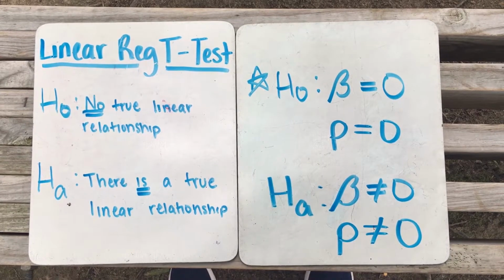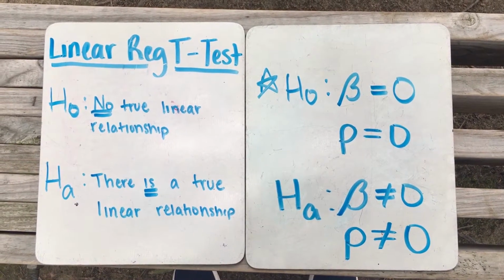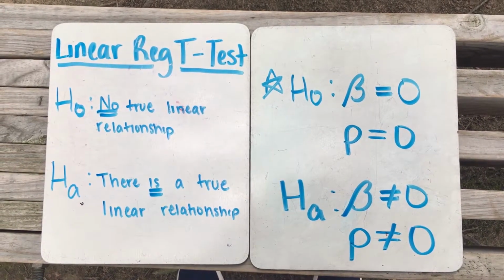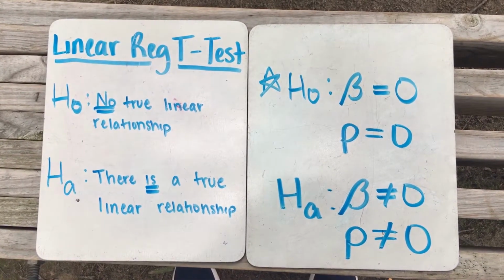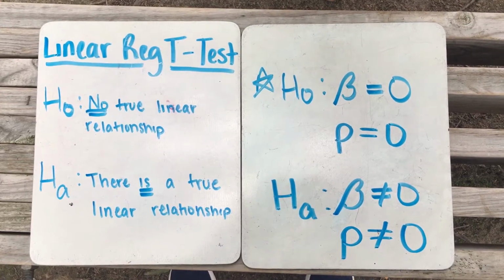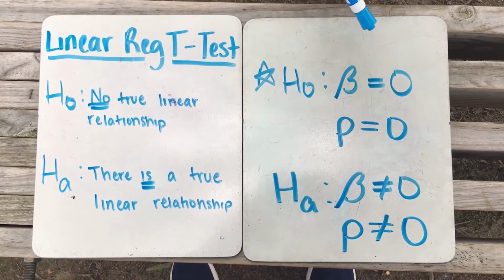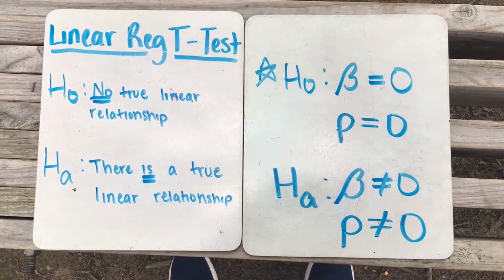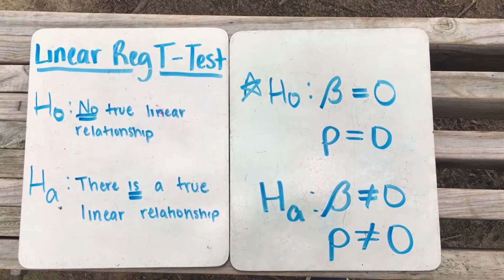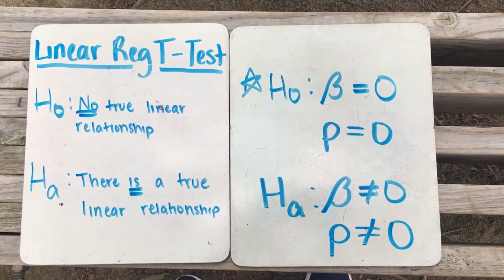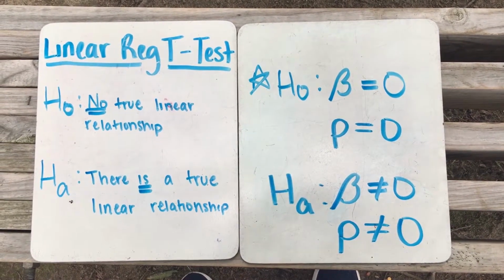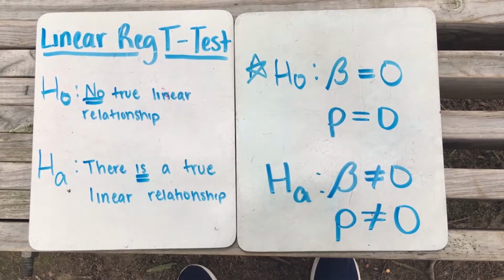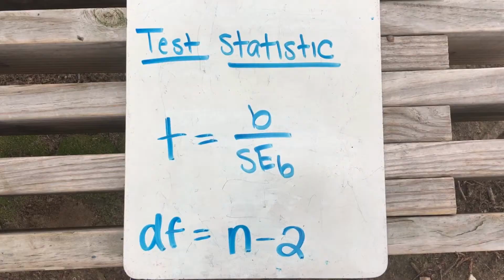our hypotheses. Our null hypothesis for a linear regression t-test is always that there is no true linear relationship. This can be written also as beta equals 0 or rho equals 0. Rho is representing your true correlation. The alternative hypothesis is that there is a true linear relationship. This can be written as beta does not equal 0 or rho does not equal 0.